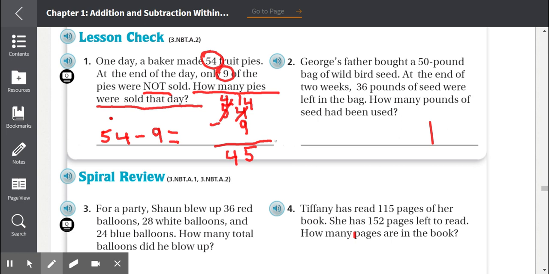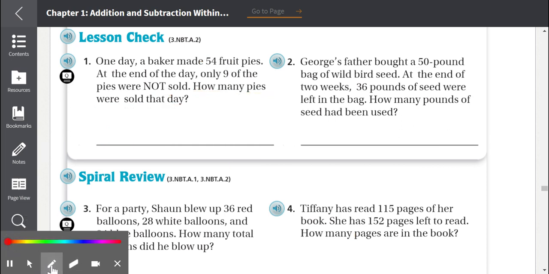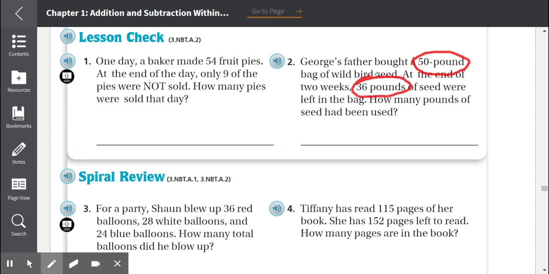George's father bought a 50-pound bag of wild bird seed. At the end of the 2 weeks, 36 pounds of seed were left in the bag. How many pounds of seed had been used? So let's begin. So we have 50. So let's circle our important numbers. A 50-pound bag and a 36-pound bag.